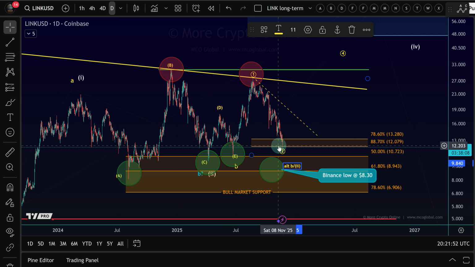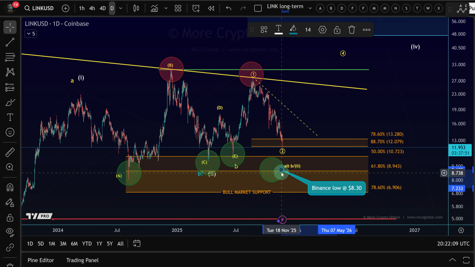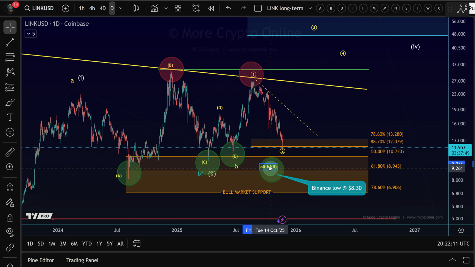And the risk is clearly that the market reaches this area between 10.70 to 6.90 again. Maybe we will slightly even break below those previous lows. So the area around 8.90 is a key area that would even be slightly above the Binance low that formed at around 8.30 on the 10th of October. So please be aware that we are likely going to revisit that lower support area.